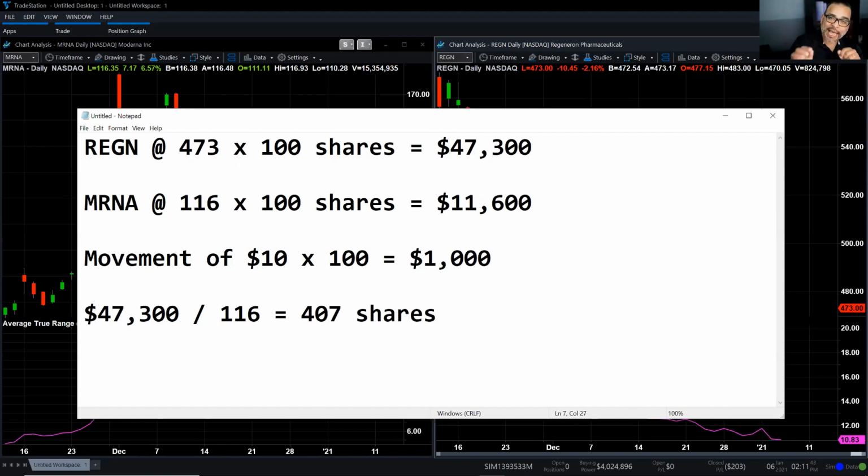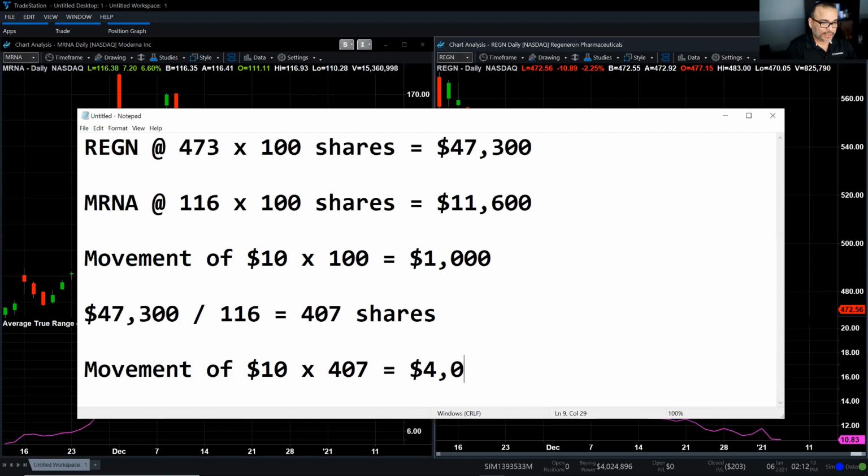That's shares. With the same capital that you would invest on Regeneron, if you were to use that on Moderna, you could buy 407 shares. Now, that is very significant and very useful information, because if we take into account that Moderna moves $10 on average, that movement of $10, if we were to trade 407 shares, would mean that our movement translates to $4,070, significantly higher.